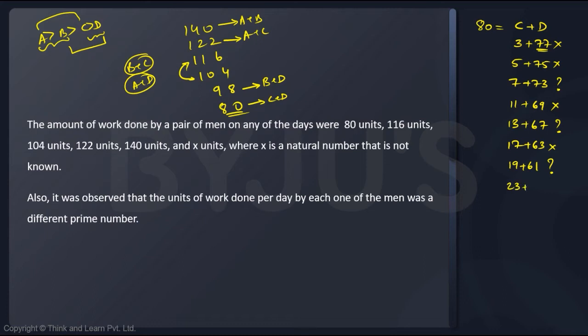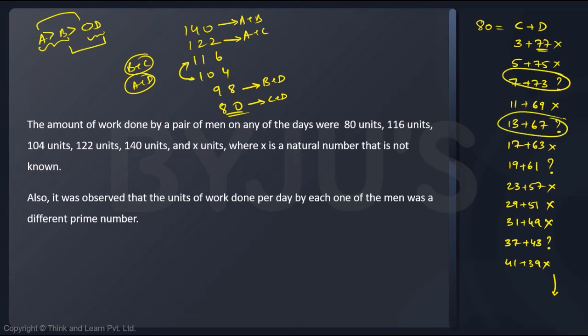Next is 23 plus 57, not possible because 57 is not a prime number. 25, 27, 29. 29 plus 51, not possible because 51 is not a prime number. Then 31 plus 49. 49 is not a prime number. 35, 37. 37 plus 43 may be possible. Then 39 is not a prime number. 41 plus 39, not a prime number, and the remaining will be repetitive. So we have 4 possibilities.